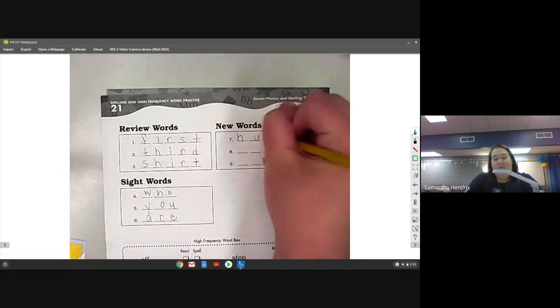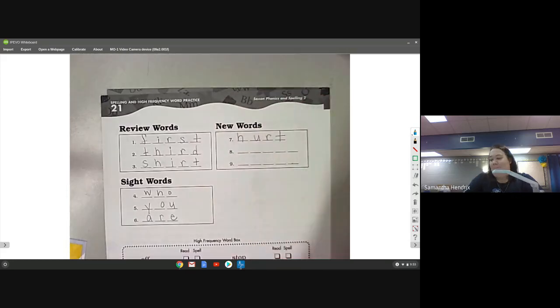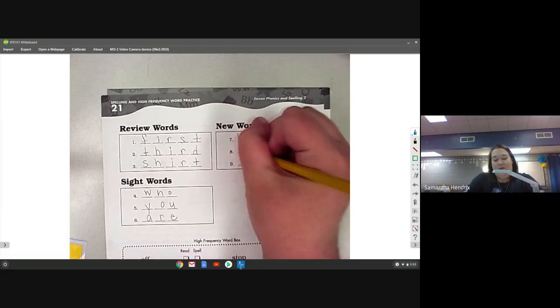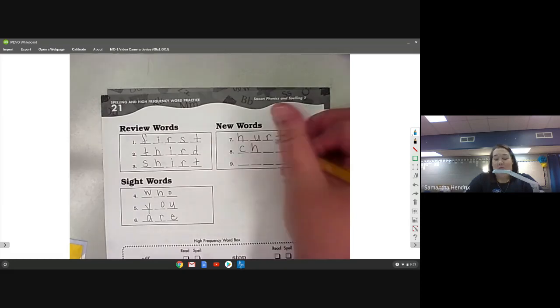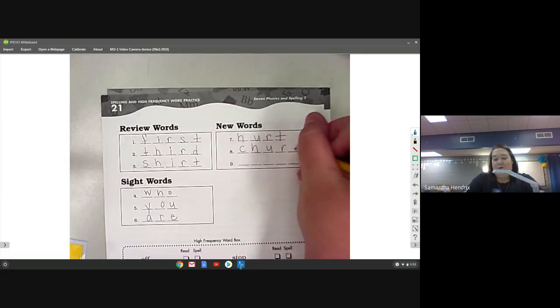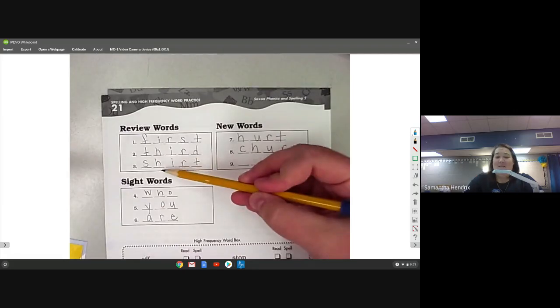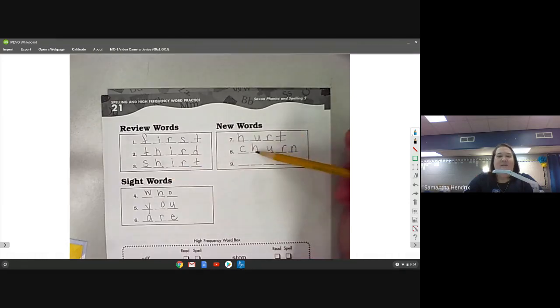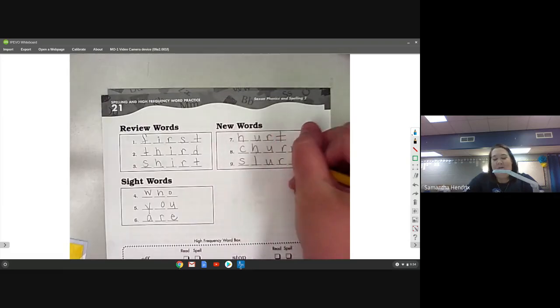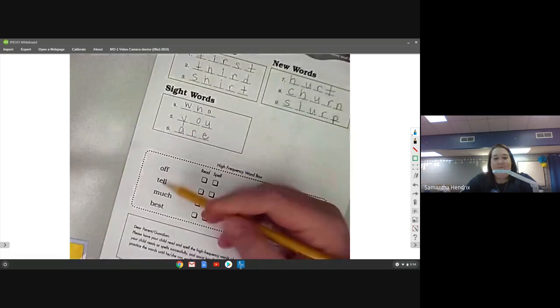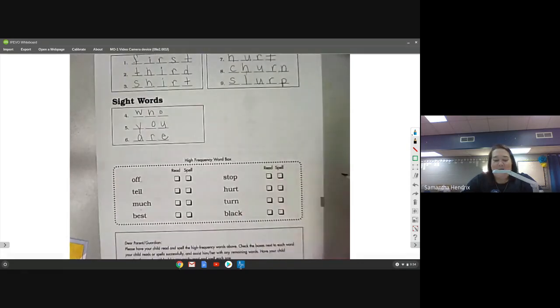We learned the new combination UR today. Digraph CH. Digraph SH, digraph CH. It is a Monday, but we're going to make it slurp. Slurp. Okay? Remember, read these words and spell them to somebody in your house and then check them off.